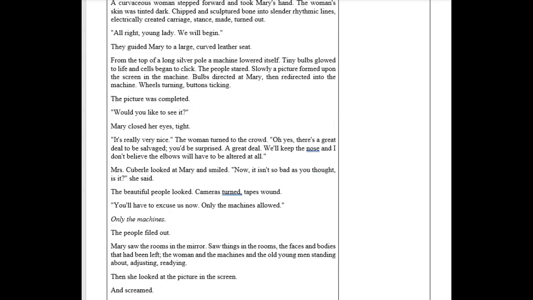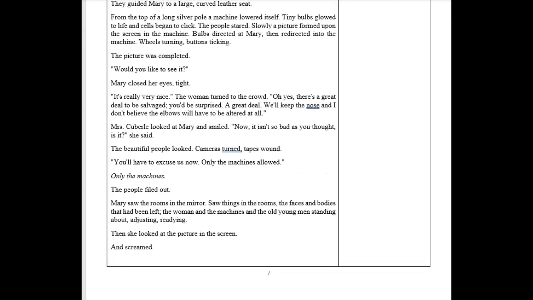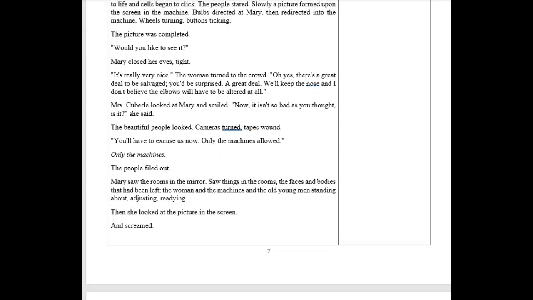The people stared. Slowly a picture formed upon the screen in the machine. Bulbs directed at Mary, then redirected into the machine. Wheels turning, buttons ticking. The picture was completed. Would you like to see it? Mary closed her eyes tight. It's really very nice, the woman turned to the crowd. Oh, yes, that's a great deal to be salvaged. You'd be surprised. A great deal. We'll keep the nose, and I don't believe the elbows will have to be altered at all.